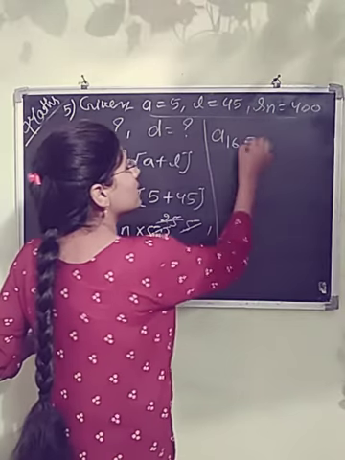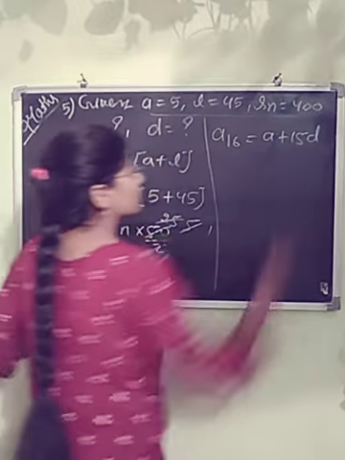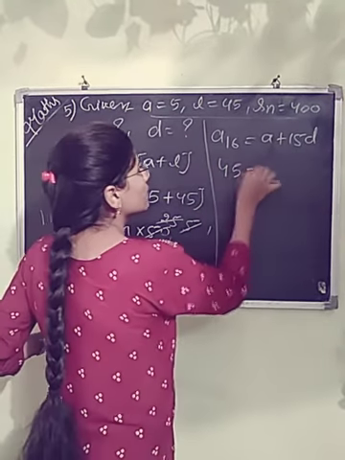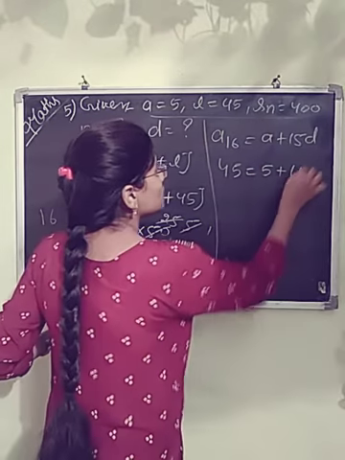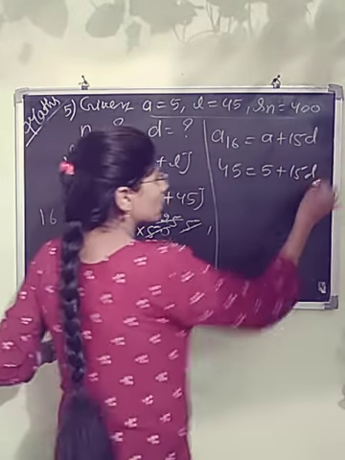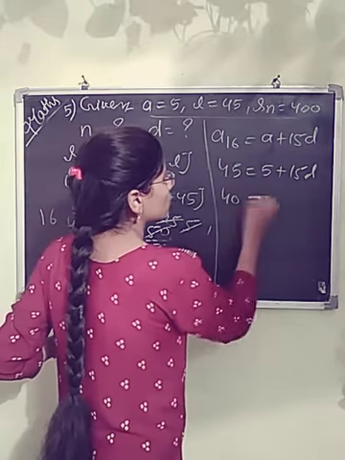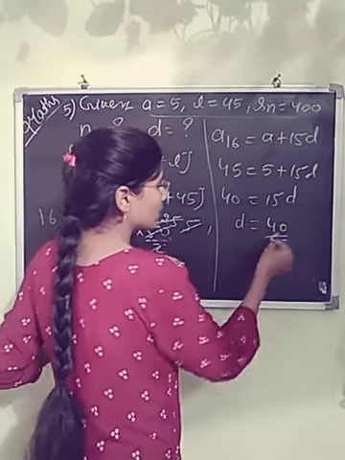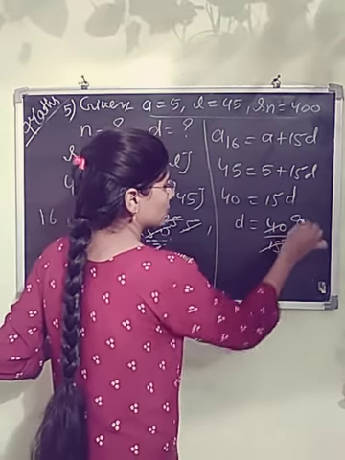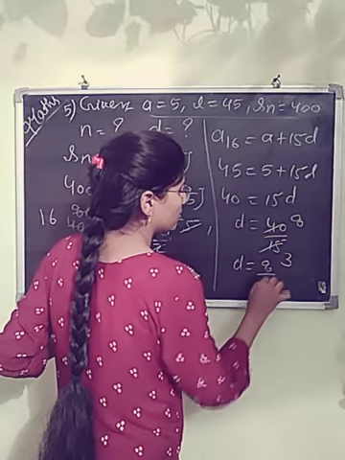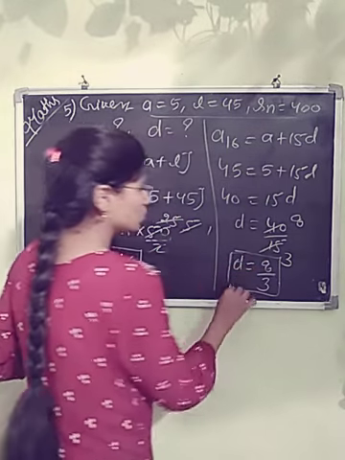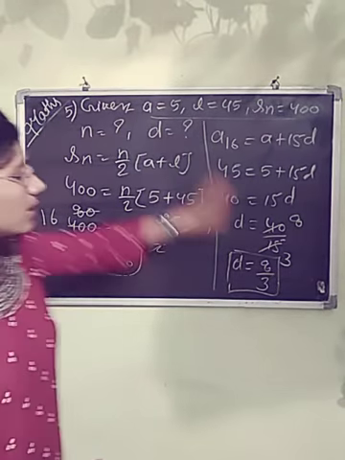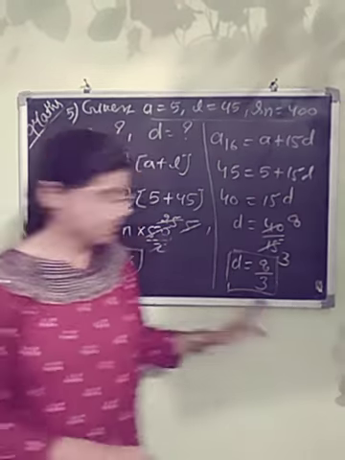So A16 can be written as A plus 15D, isn't it? And A16 is how much? 45. So 45 equals A, which is 5, plus 15D, as we don't know D. So it will be 40 equals 15D, and D equals 40 upon 15. Now further the same thing, D equals 8 by 3, and this is your answer, your second answer. First answer is 16 and second answer is 8 by 3. Okay, please note it down.